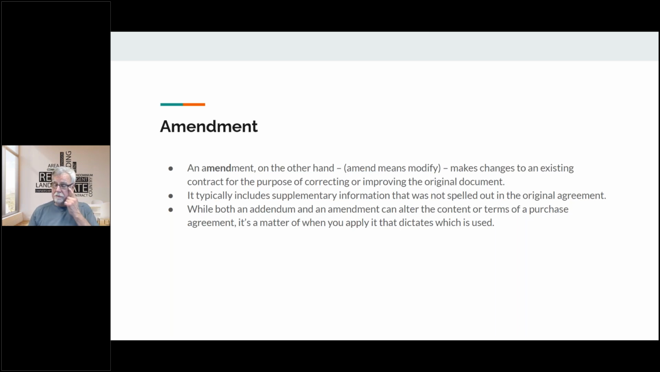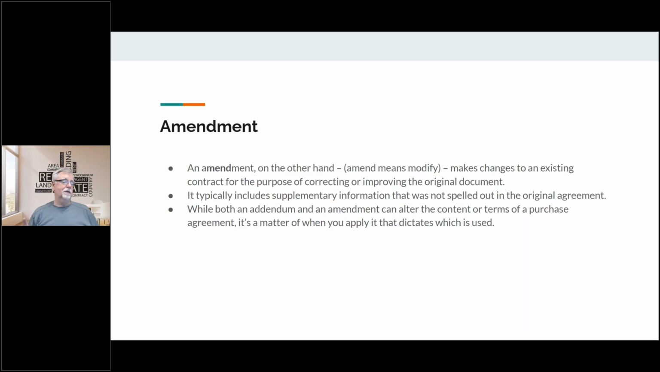Now, both addendums and amendments can alter the content or terms of a purchase agreement, but it's a matter of when you're doing that that dictates which is used. So let me explain what that means. When you're writing an offer, that typically is when you would use an addendum because you're adding something to your offer, you're adding something to the contract. So if there was a counter offer, you would be using an addendum because you would be adding something to the counter offer and therefore when accepted, making it part of a contract.